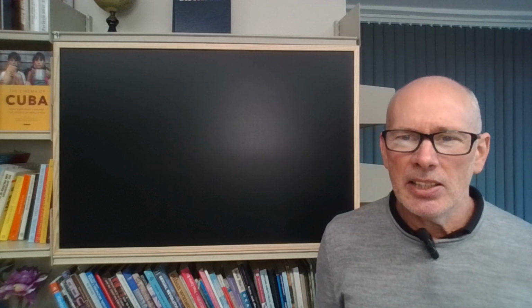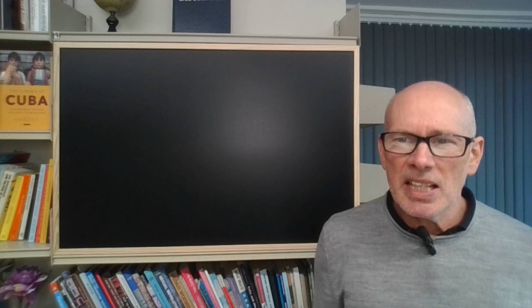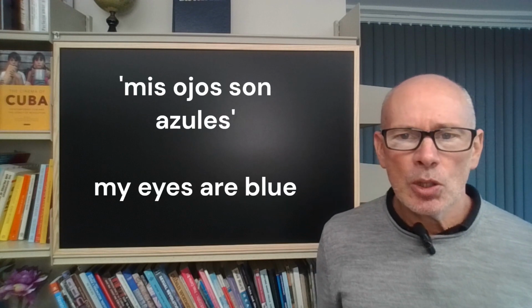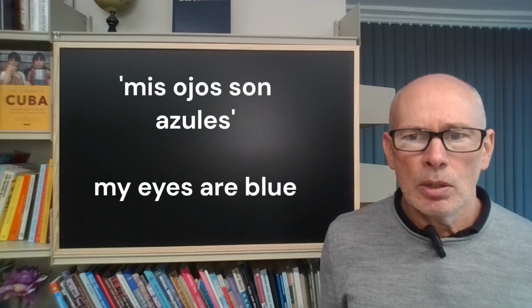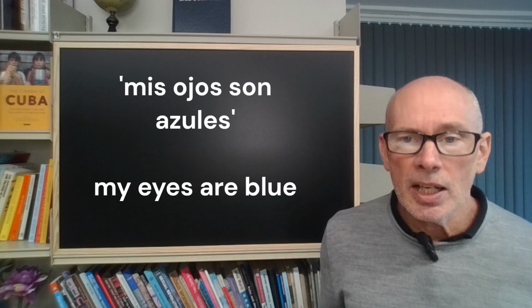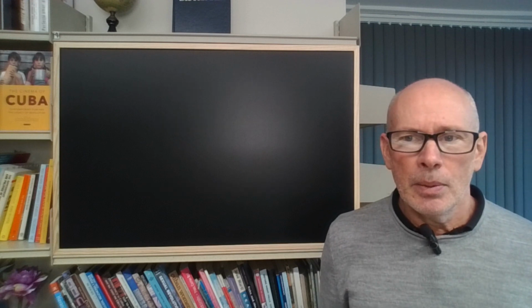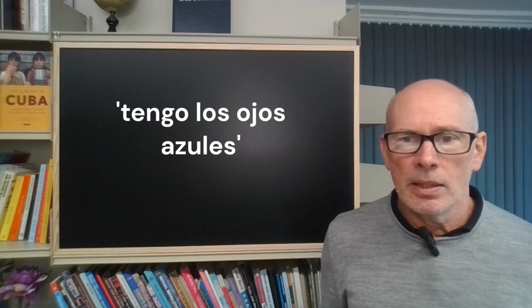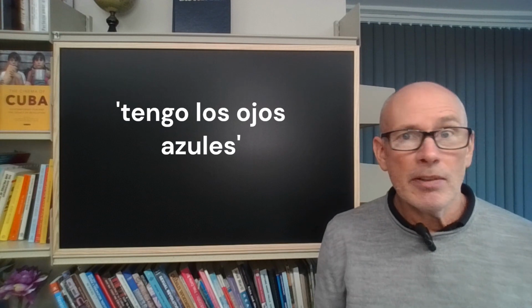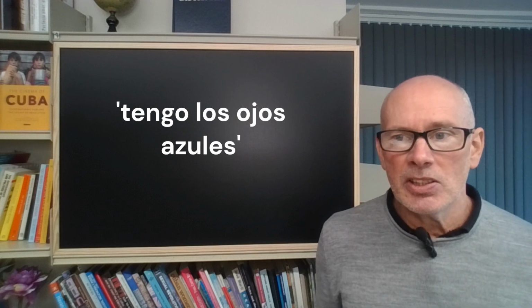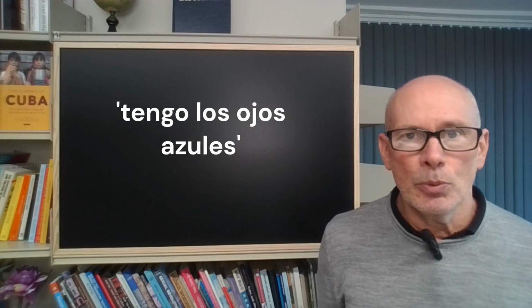If there is nothing in the sentence to show who is the possessor of the noun, then you must use the possessive adjective. For example, we would say, mis ojos son azules. And we need the possessive here because there's no other clue in the sentence whose eyes are blue. But you should say, tengo los ojos azules. The subject here, of course, is in the verb tengo, I have, and so it is evident without the possessive adjective whose eyes are blue.